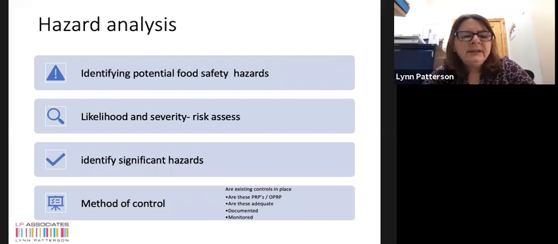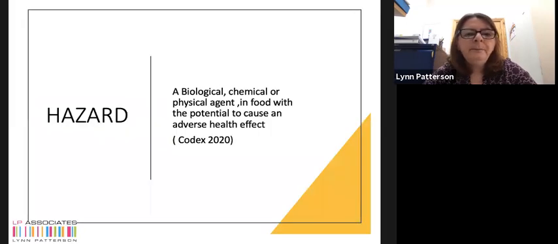You then need to risk assess your hazards to see how likely it is that these hazards would occur. And we use a risk assessment approach. And from that, we identify significant hazards. And Codex then says that all significant hazards must be adequately controlled. And these may then be controlled by existing prerequisite programs, or perhaps you might have to introduce new control measures. So we need to check that these are adequate, documented, and monitored.